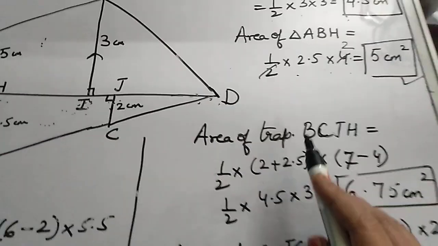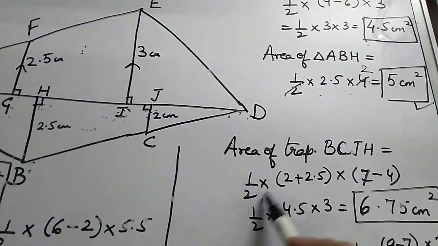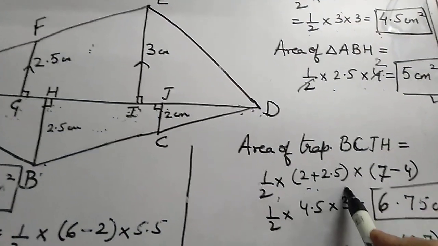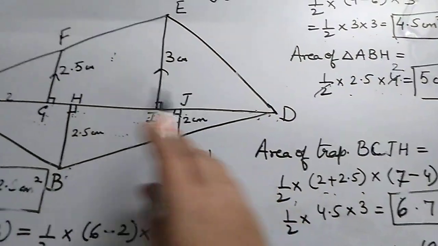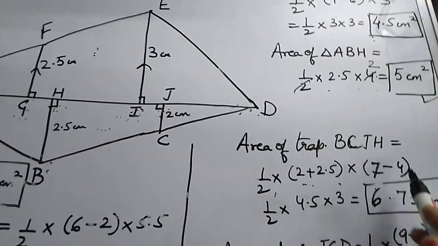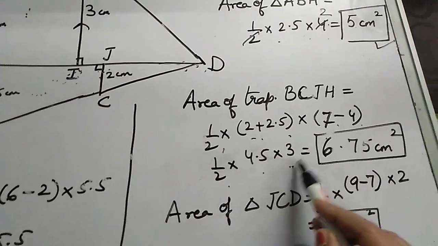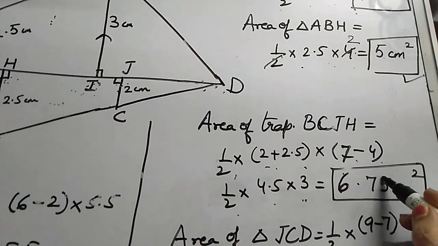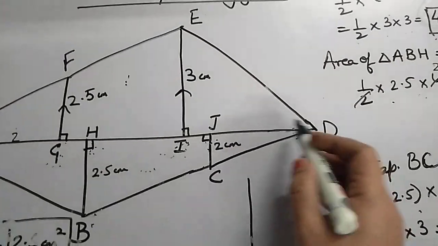Clear? So area of this trapezium BCJH is half into the sum of parallel sides, 2 and 2.5, into the distance between the parallel sides, that is AJ minus AH, which is 7 minus 4, which is 3. So half into 4.5 into 3, that gives you 6.75 centimeters square.